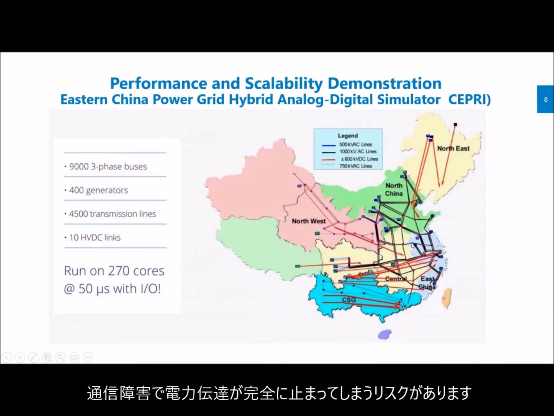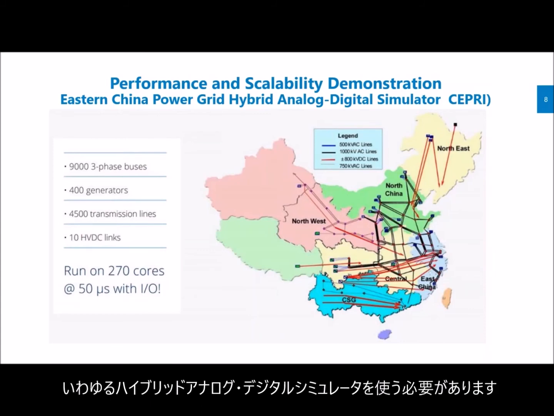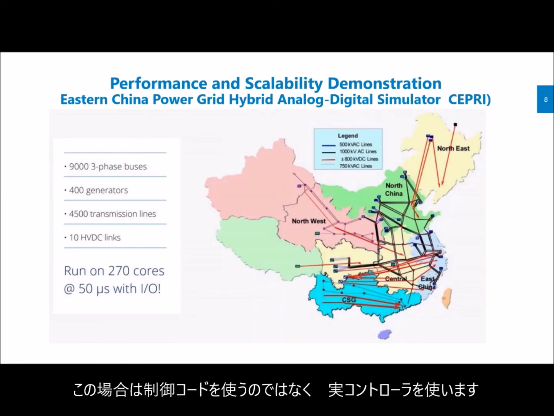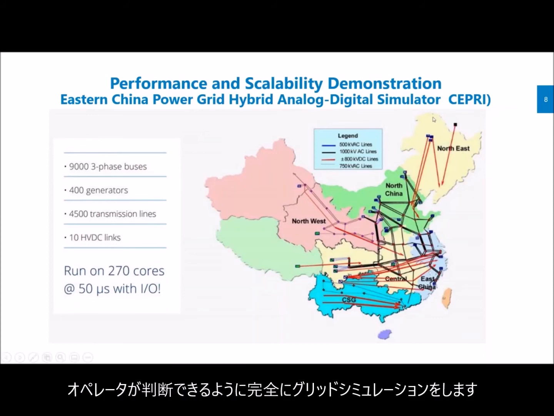Then there is a risk of communication failures that can stop completely the power transfer, and this cannot be easily simulated, in fact it cannot be simulated with a Phasor type tool. So they need to use what we call a hybrid analog digital simulator. In this case, they don't use the control code. They use in fact the real controller hardware. They go that far. They have a duplicate of the control system in their big lab, and then they simulate the complete grid to help the operator to take good decisions.